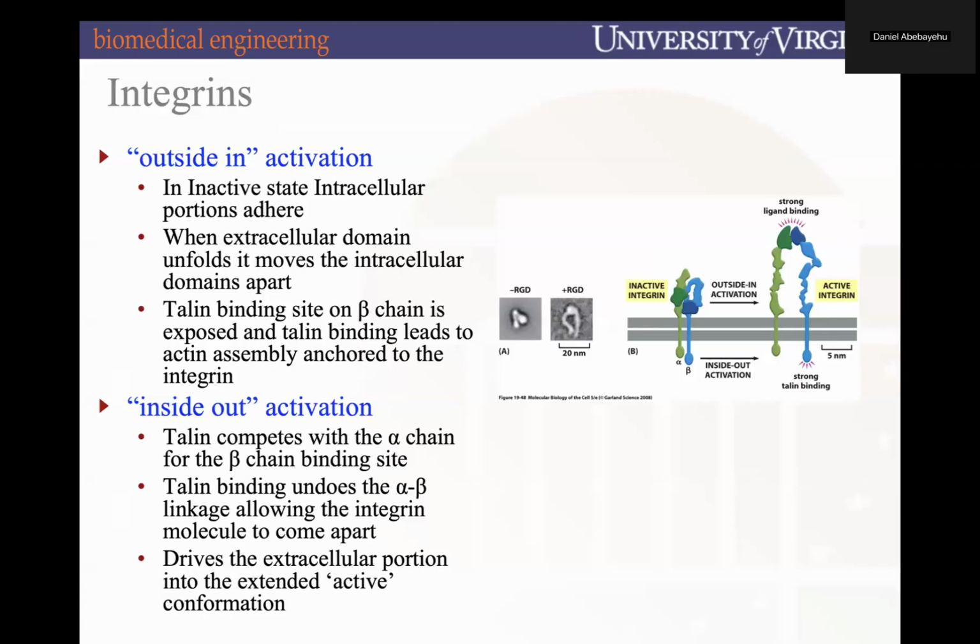But now talin can actually bind to the beta subunit. And now that's going to trigger a conformational change that opens up the integrin to now be able to bind to the ECM. So outside in starts on the outside because the ECM binds. That's the presumption for outside in. The presumption for inside out is talin is competing for this beta subunit, and it wants to bind. It's that kid that wants to go outside and go sledding. Once it finally does, it triggers conformational change, and now integrin can bind to the ECM.